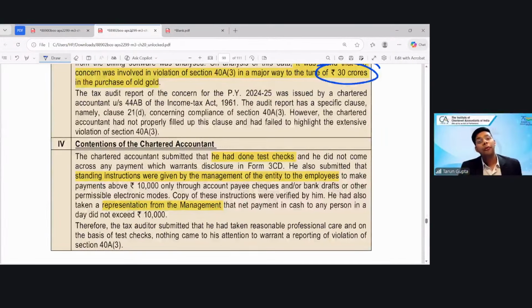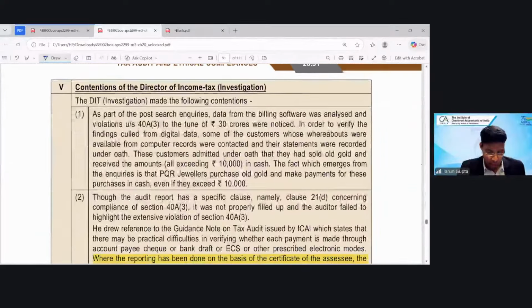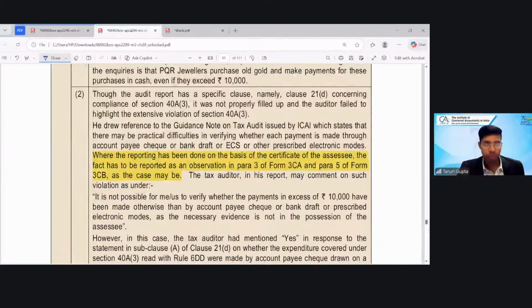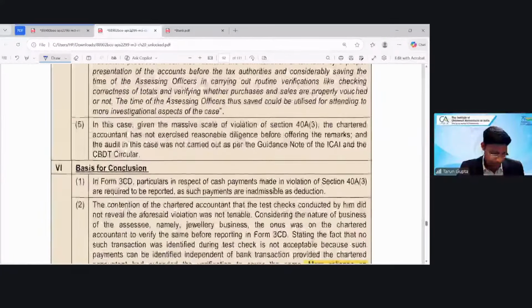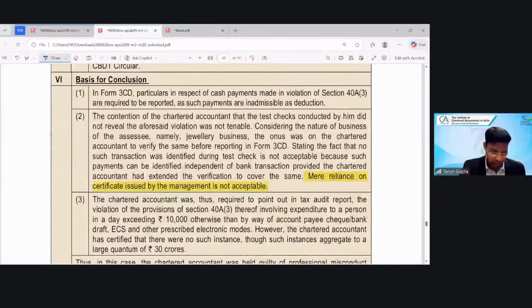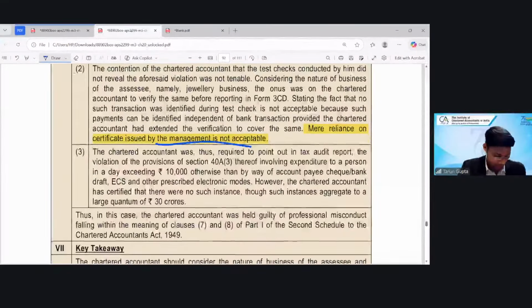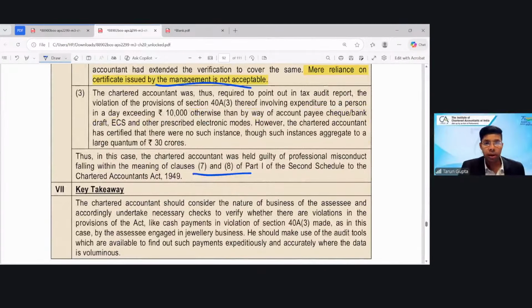without actually seeing the applicability, whether such a letter has actually been followed in practice by the employees, is actually ignorance. Therefore the CA was held to be guilty of professional misconduct under clauses 7 and 8 of Part 1 of the Second Schedule. Mere reliance on certification of management is not acceptable. He was held to be guilty of professional misconduct.